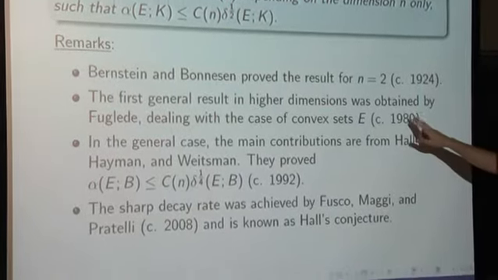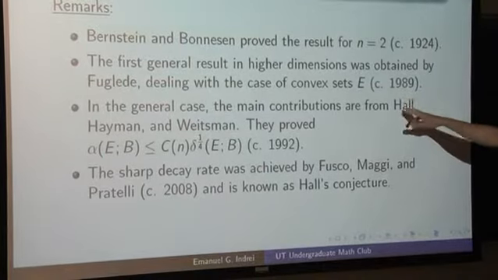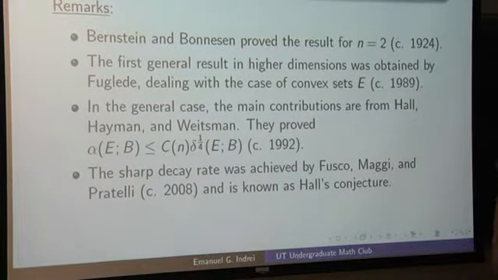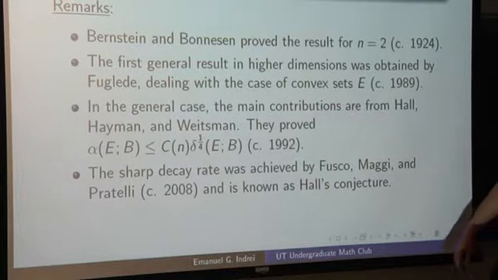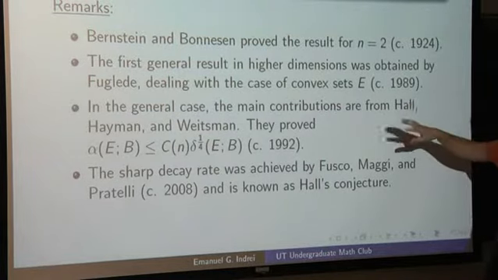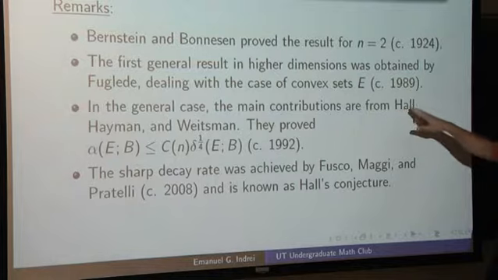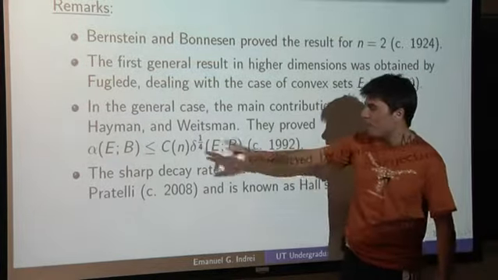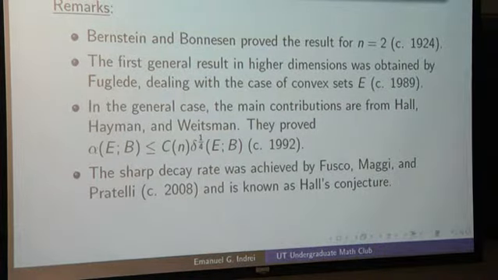Then in 1924 and 1989, that's the first general result. Higher dimensions. So that was just n equals 2. And so in like the 90s, there were a lot of contributions from Hall, Hyman, and Weizmann. And they proved that you can take beta to be actually 1/4.